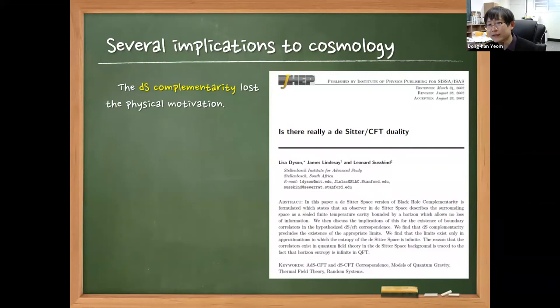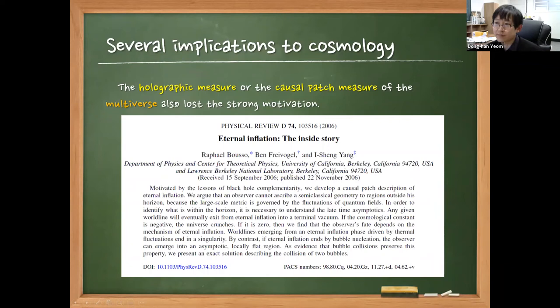So black hole complementarity is extended to the version of de Sitter complementarity. If all the physics is unitary inside the causal patch of de Sitter space, then this may provide an idea for the multiverse measure problem. This idea was developed by Raphael Bousso and Bousso, Freivogel, Yang, and their subsequent papers. They introduced the holographic measure, or causal patch measure. The justification is based on black hole complementarity. If everything is unitary inside the causal patch, then we can just define the measure only inside the causal patch.